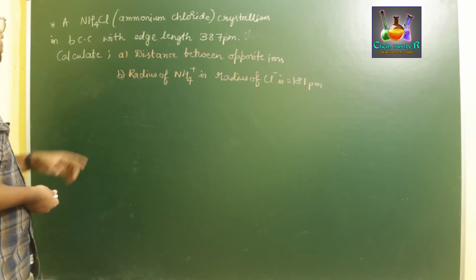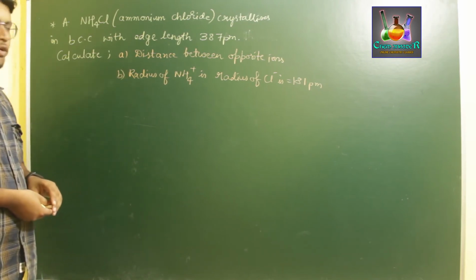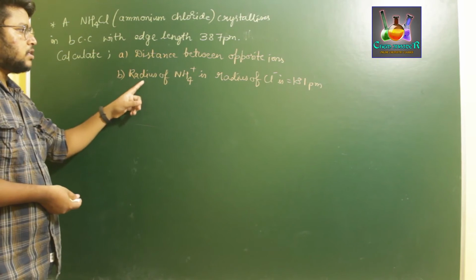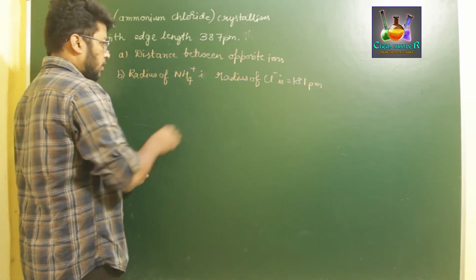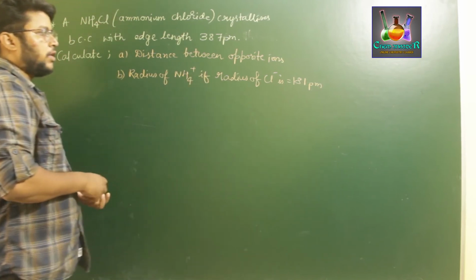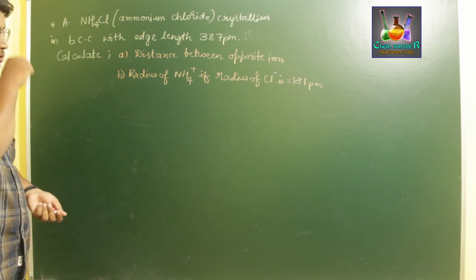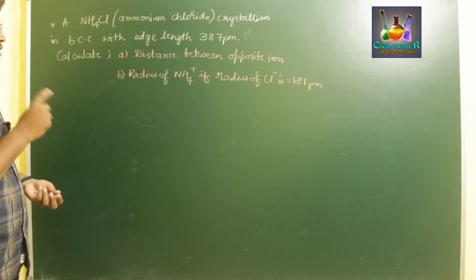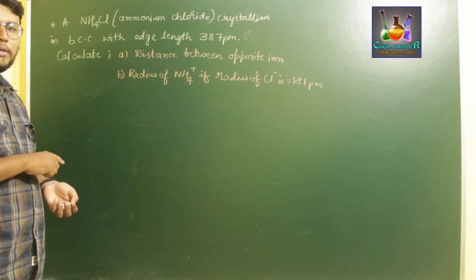Now what they have asked is we need to calculate two things. One is the distance between the opposite ions, and the second one is the radius of the ammonium ion if the radius of the chloride ion is 181 picometer. That is, they are asking us to determine the radius of the ammonium ion and also the distance between the ammonium and chloride ion.